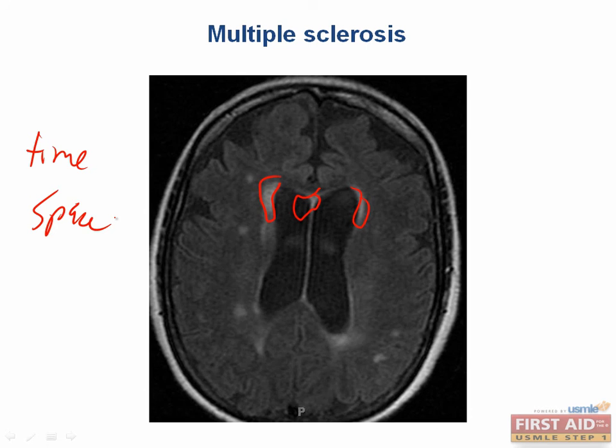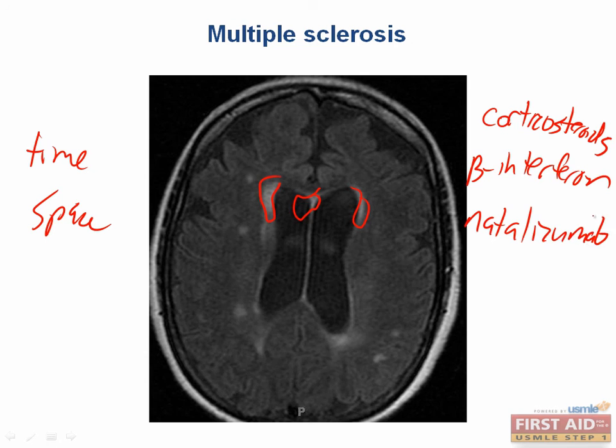The treatment for acute relapses is corticosteroids. Now, to prevent exacerbations, patients may also use beta interferon or natalizumab. Symptomatic treatment, of course, is also available for the sequelae of demyelination.